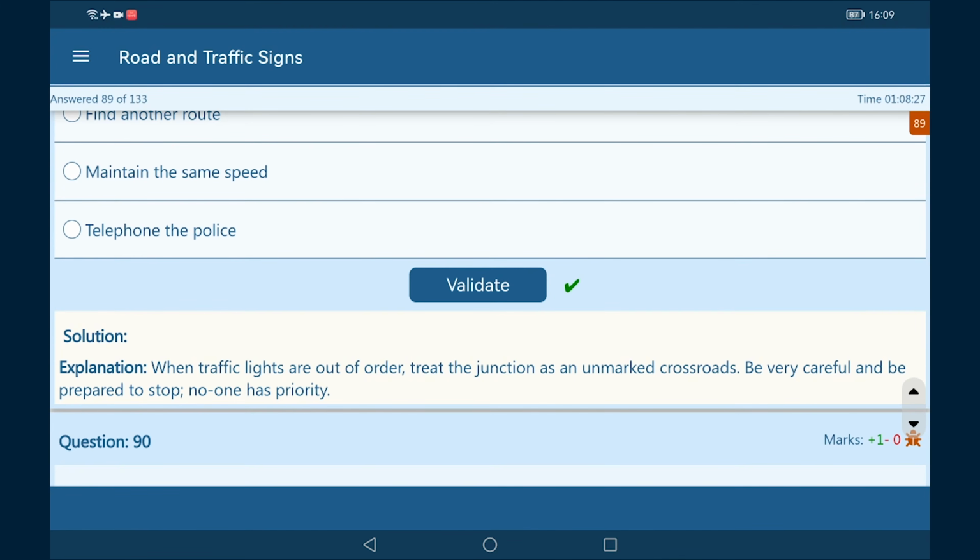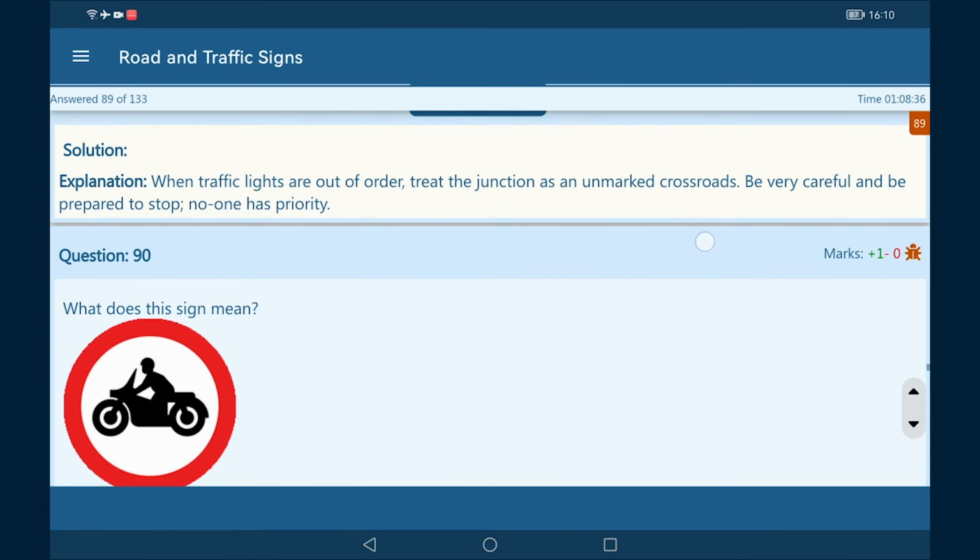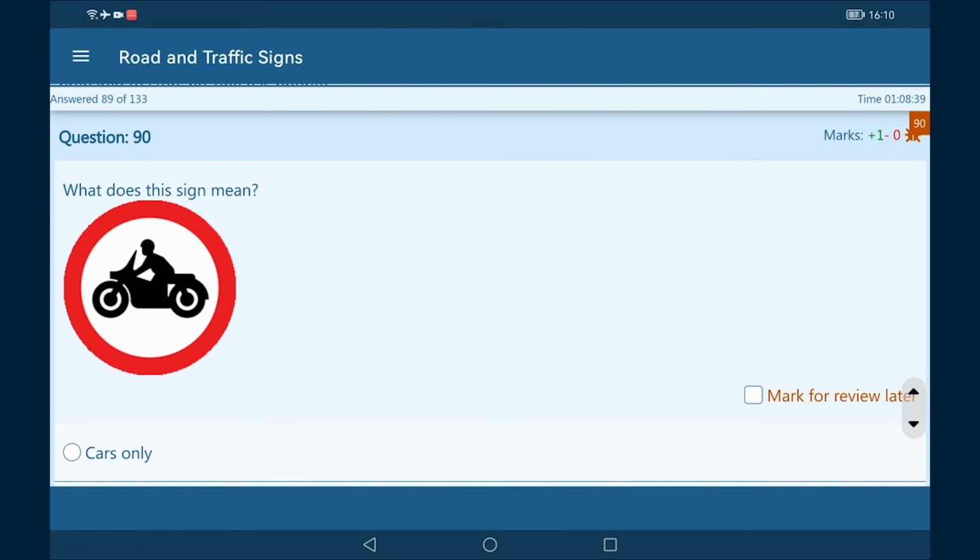Explanation. When traffic lights are out of order, treat the junction as an unmarked crossroads. Be very careful and be prepared to stop. No one has priority. Question 90. What does this sign mean?